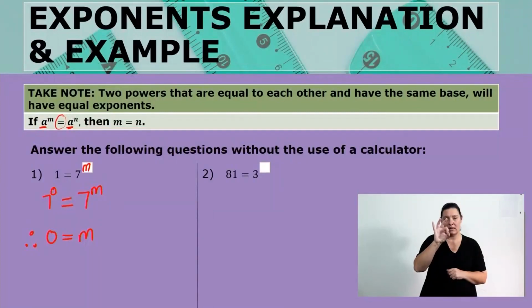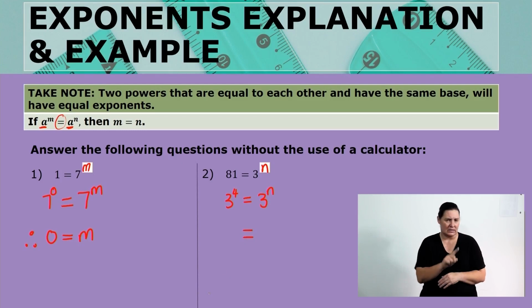Let's look at more examples. We have 81 equal to 3 to the power of something. Again, we can use any letter to represent what we do not have. We know 81 is 3 to the exponent 4. They have the same base. What does this mean? It means that n is equal to 4.